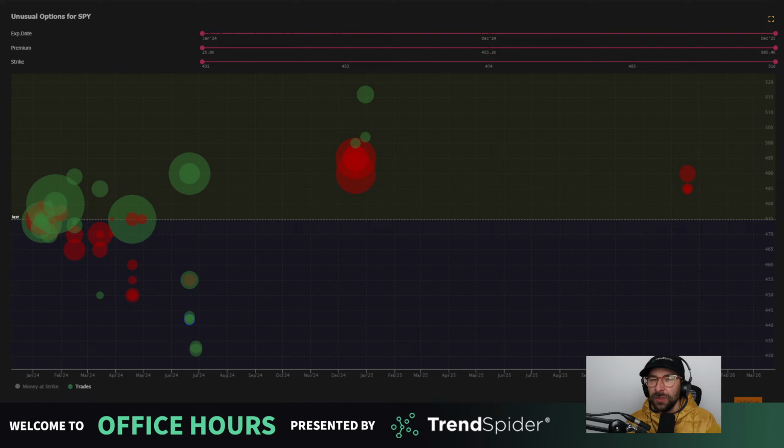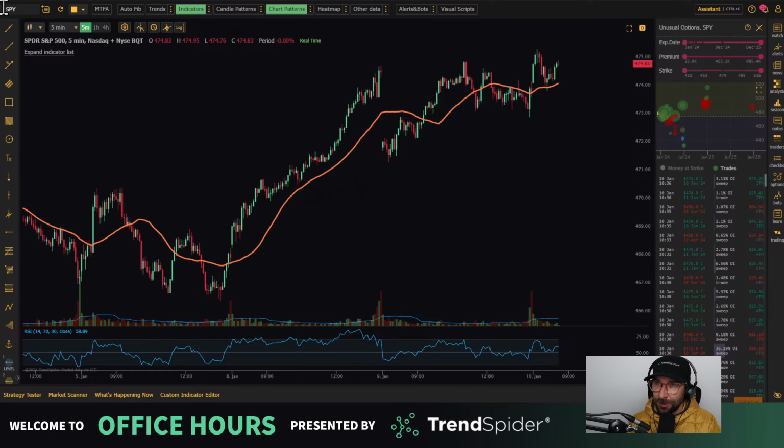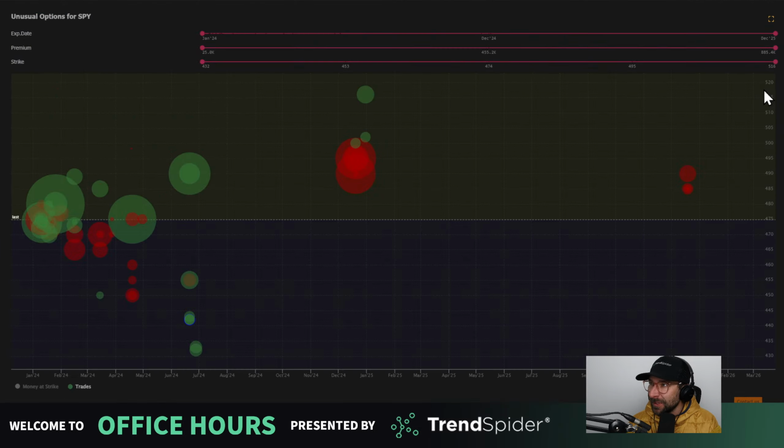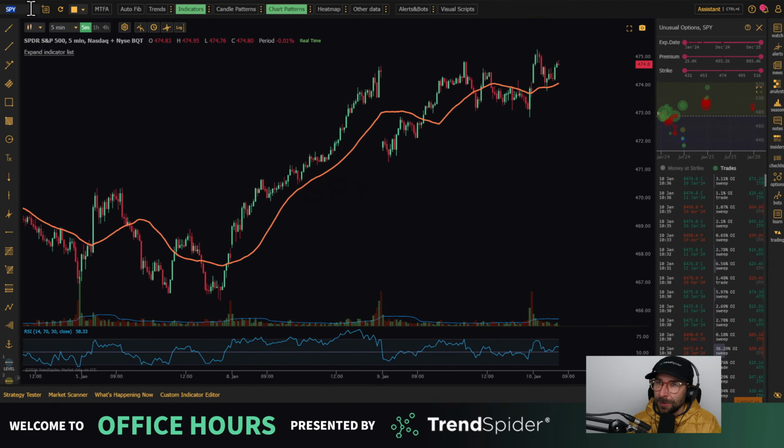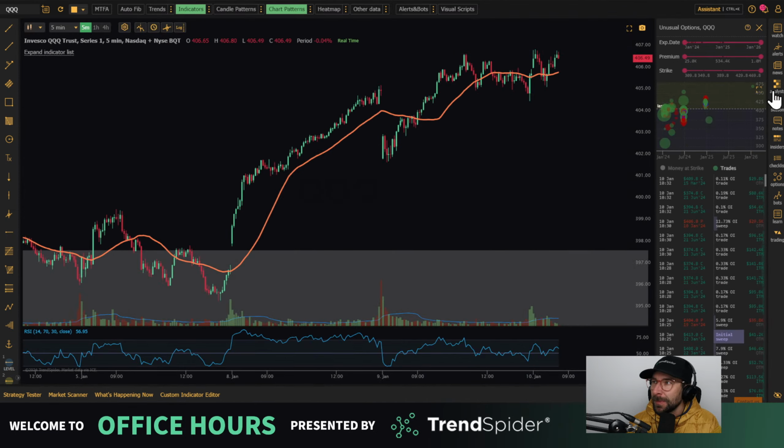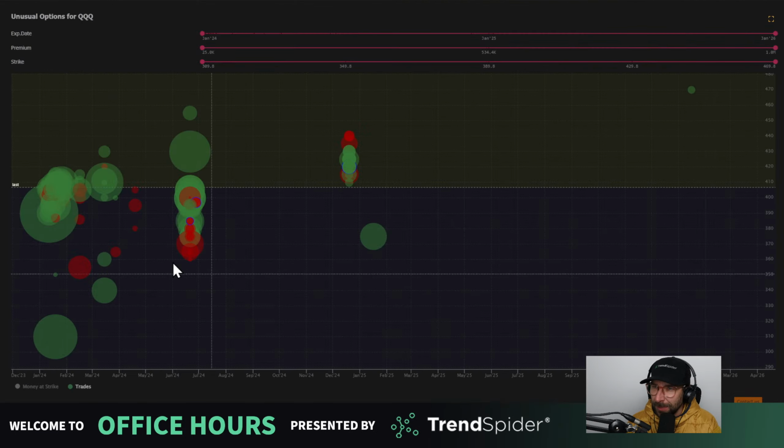So the first way to visualize unusual options is per ticker on the side of your chart like this, through the widget. The widget is going to display the unusual options of the ticker that you have up on your chart. So right now, these are all the SPY unusual options. If I were to switch to the QQQ, these are all the QQQ unusual options.